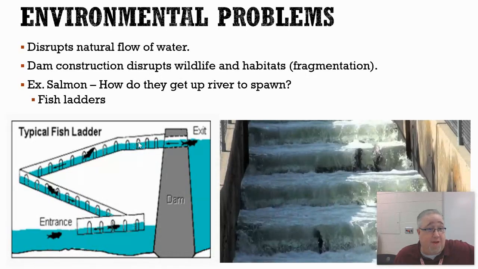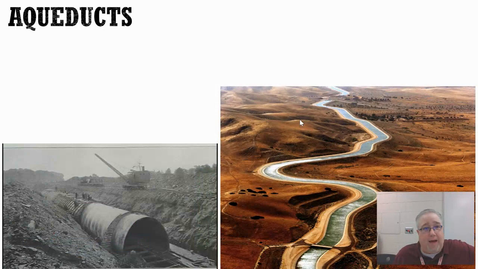So if you build these fish ladders, it kind of allows them to get to the other side of the river. They actually will kind of climb these stairs. Fish will do that in order to get to the other side, in order to breed or to spawn or whatever. So that's one way, I guess, we can kind of help the fish a little bit.